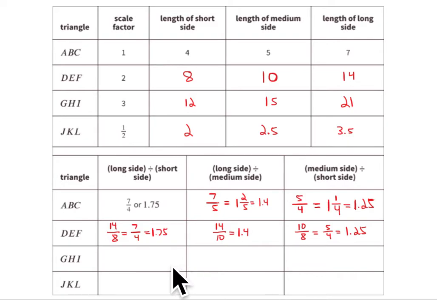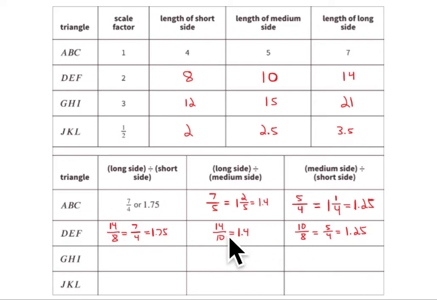The next triangle, it's the same thing. It's 14/8. 14 out of 8 is the same as 7 out of 4. So 14 out of 8 is 1 3/4 times longer. 14 is 6 units longer than 8. 6 units is 3/4 of 8. So it's 1 3/4 times as long. 14/10 is 1 4/10 times as long. And 10/8 is 1 1/4 times as long.